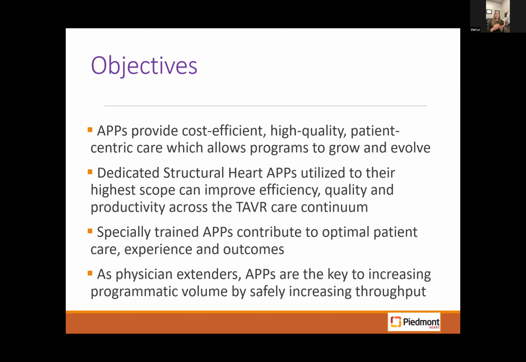Objectives I plan to illustrate over the next few minutes: APPs provide cost-efficient, high-quality, patient-centric care, which allows programs to grow and evolve. Dedicated structural heart APPs utilized to their highest scope can improve efficiency, quality, and productivity across the TAVR care continuum. Specially trained APPs contribute to optimal patient care, experience, and outcomes. And as physician extenders, APPs are the key to increasing programmatic volume by safely increasing throughput. We're going to touch on each of these points as we go on.